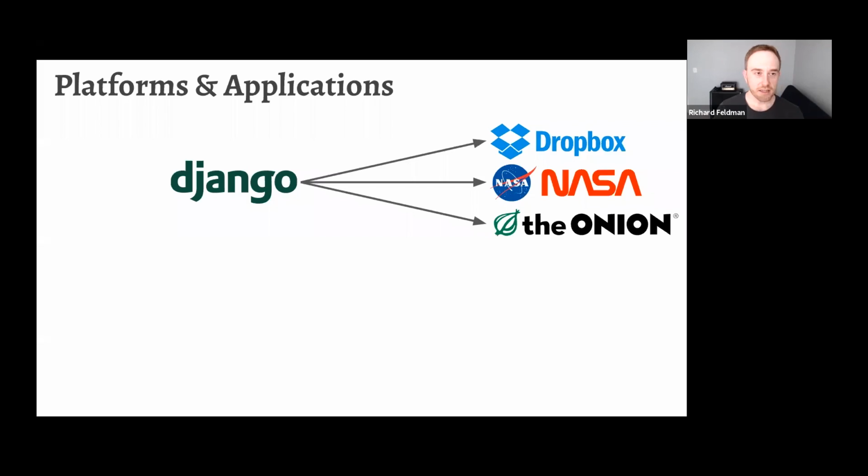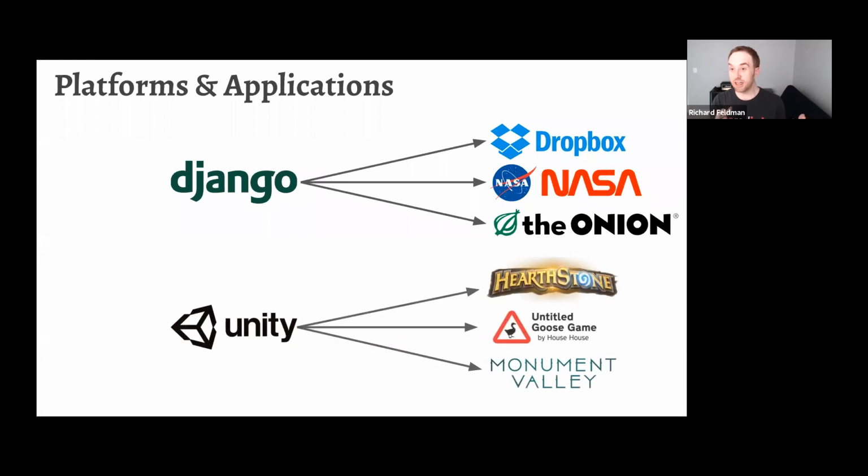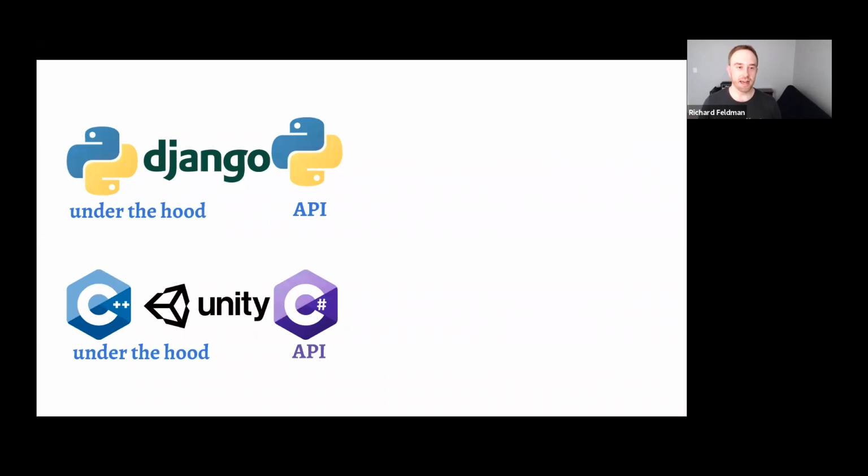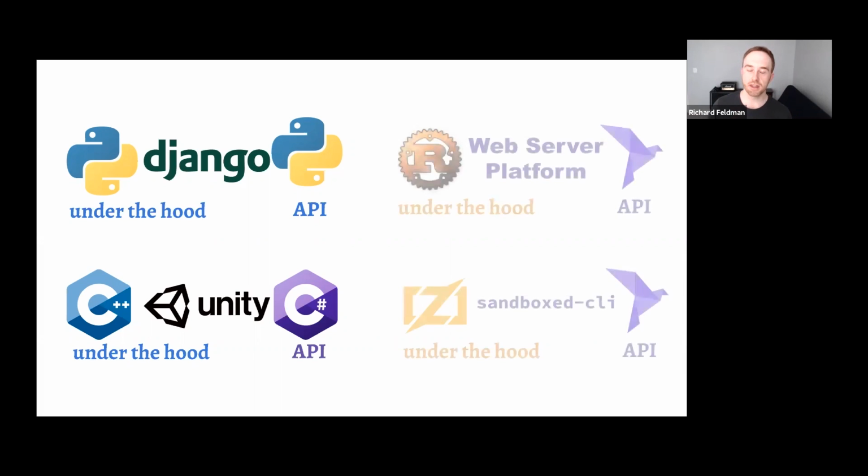Okay, so then we talked about the concept of platforms and applications. We talked about Django being an example of a web framework, which is a type of platform, and there are many applications built on that. Talked about Unity being another example of a platform. It's a game engine. Many games are written on that, so those are applications built on that platform. We talked about how Django has a Python API and mostly Python under the hood, whereas Unity has a C# API and C++ under the hood, mostly.